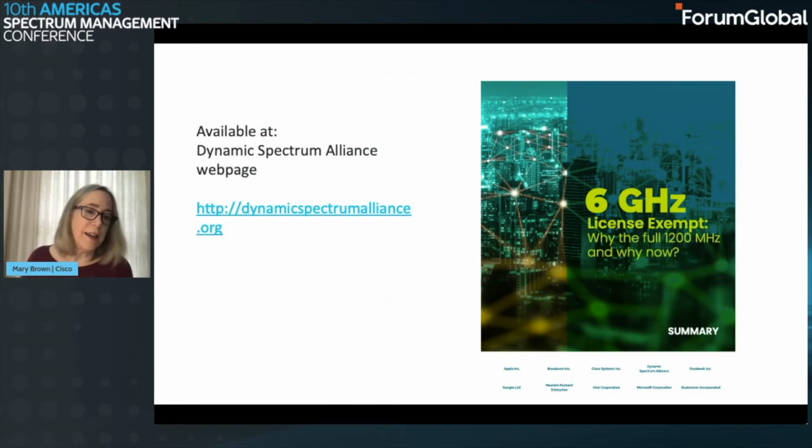So here we are in the second half of 2021, and I wanted to call out for a moment some work that is available to you on the DSA website. 6 gigahertz license exempt, why the full 1200 megahertz and why now? And it's a white paper that describes what the technology case is, why additional spectrum is needed to support the next generation of technology, namely Wi-Fi 6 or 6E as it's known in the 6 gigahertz band.